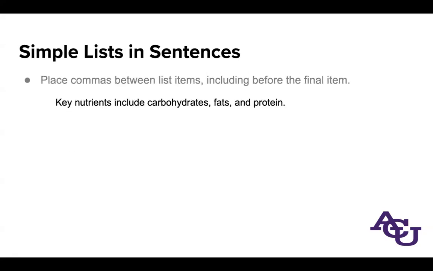So simple lists, those are just lists of ideas that form part of a sentence. So for instance, key nutrients include carbohydrates, fats, and proteins. Here, the list is carbohydrates, fats, and proteins. It's a simple list, and we have commas between all the list items, including before the last one, fats, comma, and protein. So this comma before the final list item is called the serial or Oxford comma, and it is required in APA format.